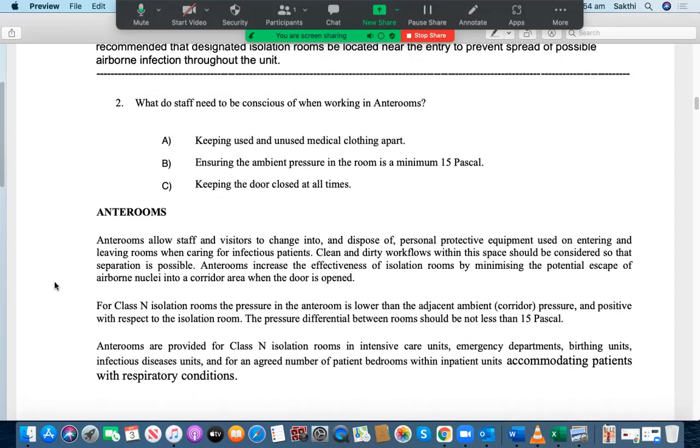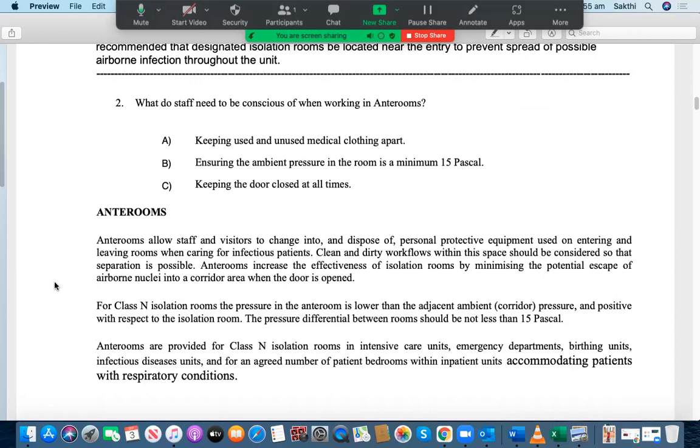So this is the second question. What do staff need to be conscious of when working in isolation rooms? We have got 3 choices again. Choice A, keeping used and unused medical clothing apart. Choice B, ensuring the ambient pressure in the room is a minimum of 15 Pascal. Choice C, keeping the door closed at all times.